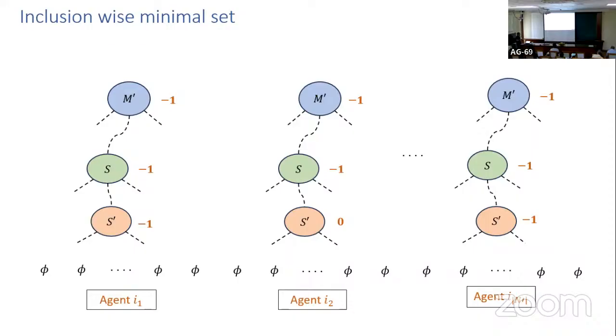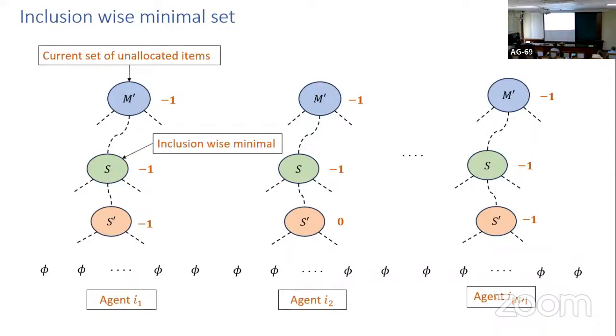M prime is the set of unallocated items. I'm saying that S is an inclusion-wise minimal subset which has value -1 for all agents. That means no proper subset of it will have value -1 for all the agents. So for example, if you take S prime, it has value -1 for agent i1, but for agent i2, it has value 0. So we look for such a subset S, which is valued -1 by all the remaining agents, and it is inclusion-wise minimal, so that no proper subset of it will have value -1 for all the agents. With this, what do we get? For example, in the case of agent i2, we can assign set S to agent i2. Why? Because agent i2 values its subset at -1, but by removing some item, it knows that its value can become 0.